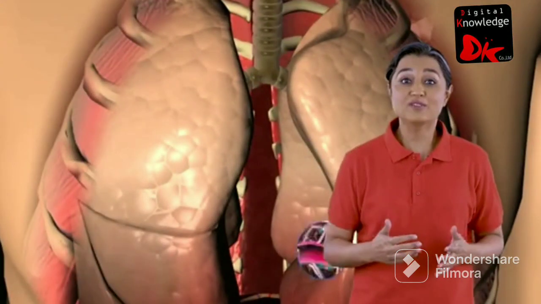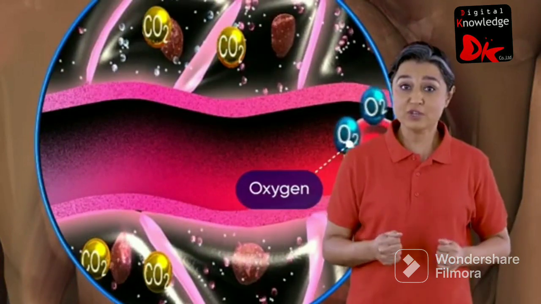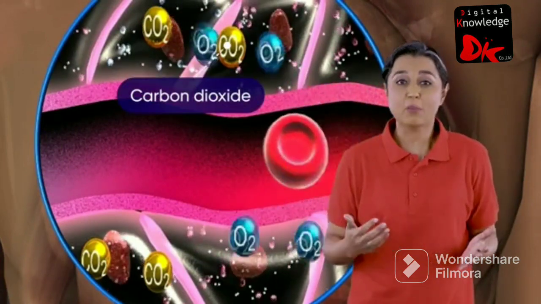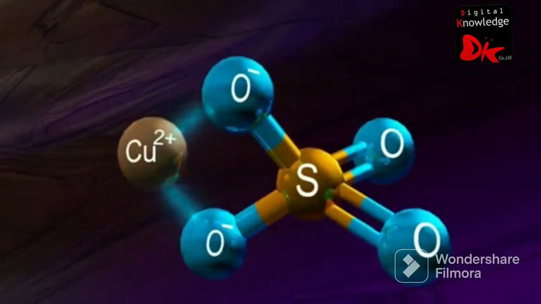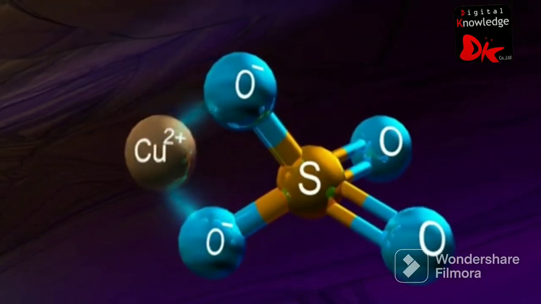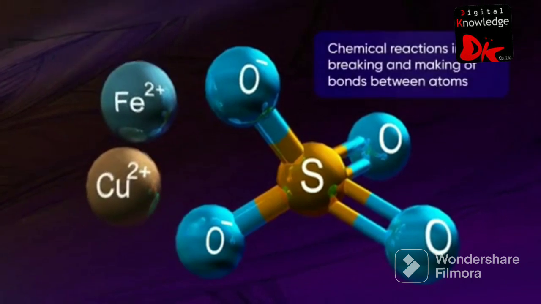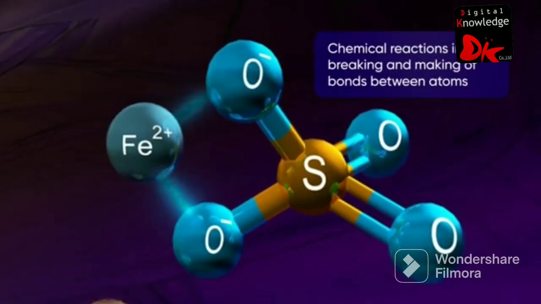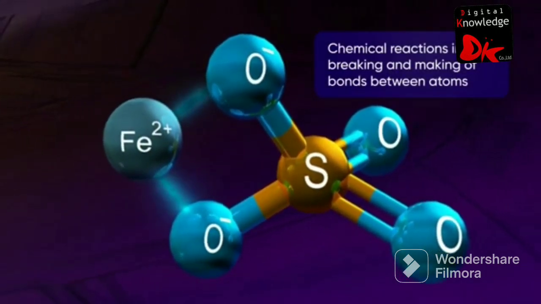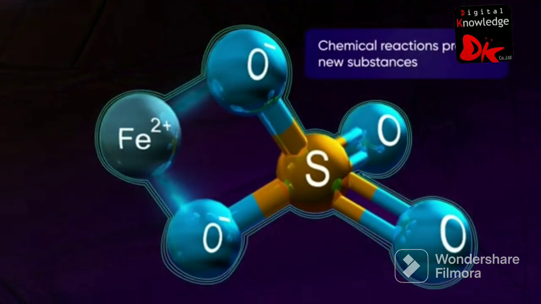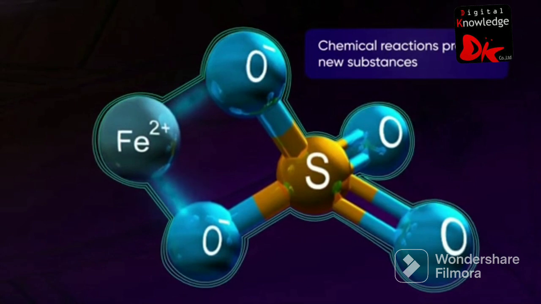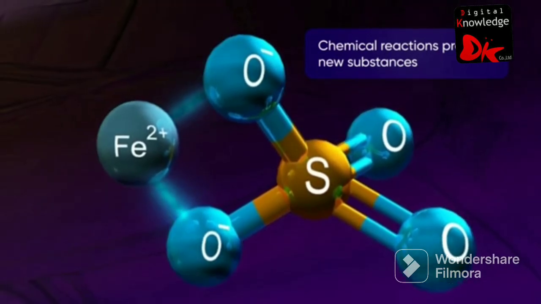Respiration involves a reaction between oxygen from the air and various molecules present in the cells in our body. There is a vast variety of chemical reactions, and all of them involve breaking and making of bonds between atoms. Thus, chemical reactions always produce new substances.